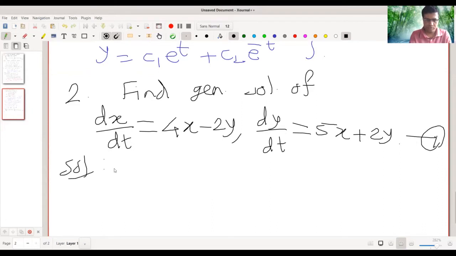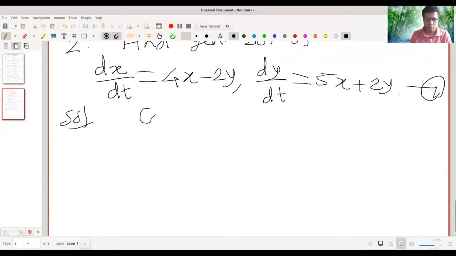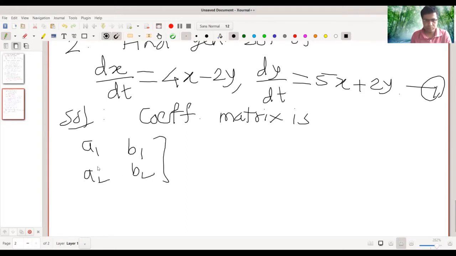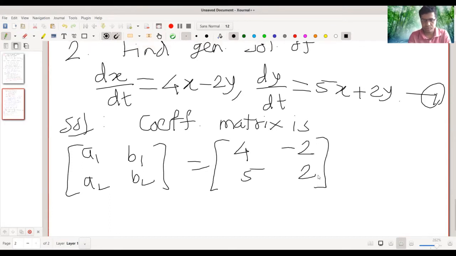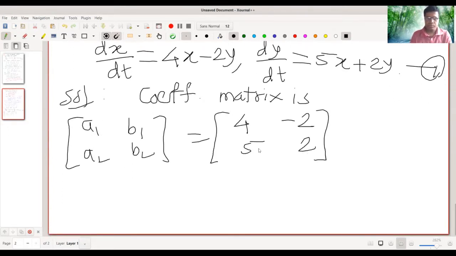Okay, so the coefficient matrix of this system is A1 B1, A2 B2, equal to 4 minus 2, 5, 2. We can find the characteristic equation.